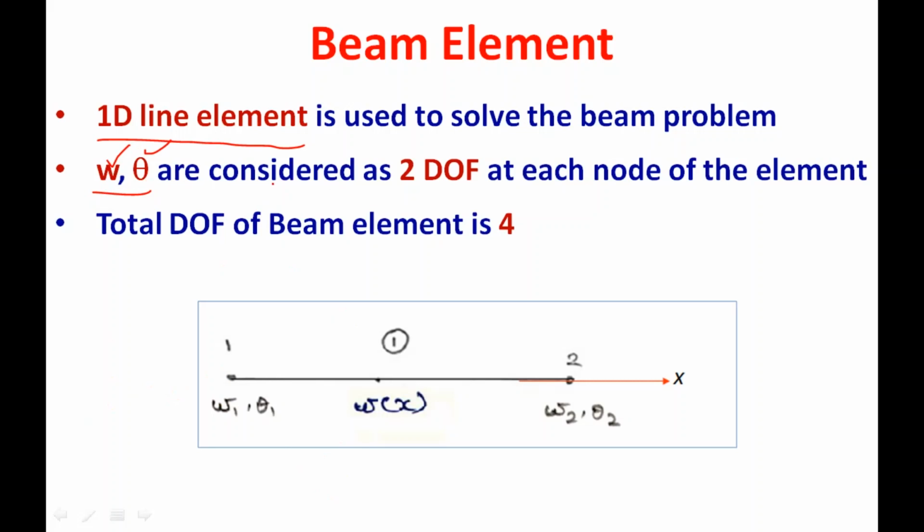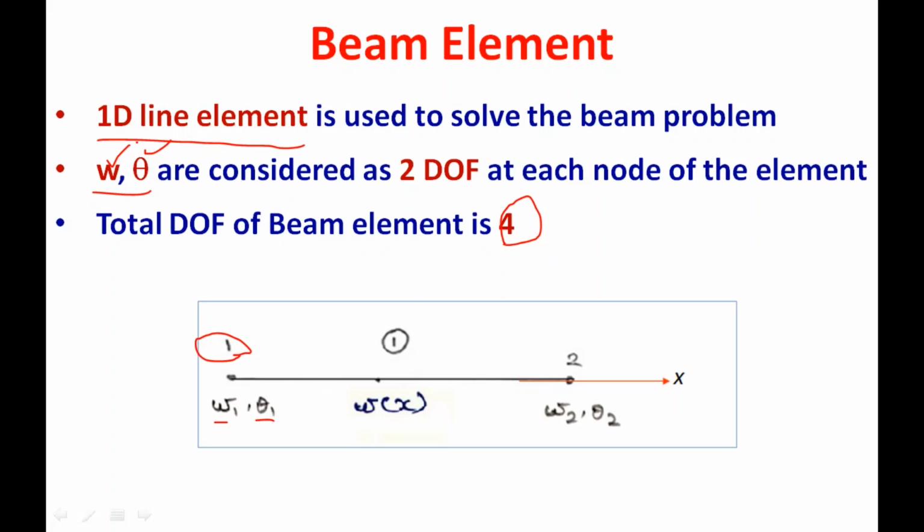That is why here we are using transverse deflection W and the slope theta as 2 degrees of freedom. When we use the line element, at each node we are going to consider these 2 degrees of freedom W and theta. Node 1 will get W1, theta 1, and node 2 will get W2, theta 2. This is also a one dimensional line element, but we are using 2 degrees of freedom at each node. So the total degrees of freedom of this element is going to be 4. For this element, we are going to derive the 4 shape functions.